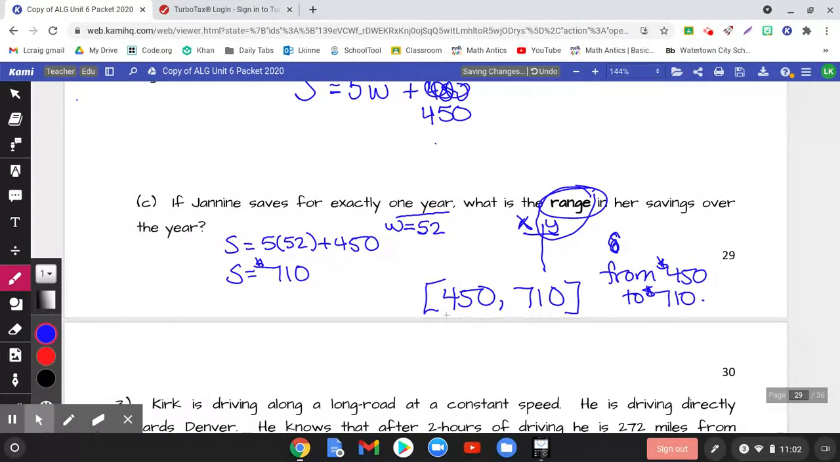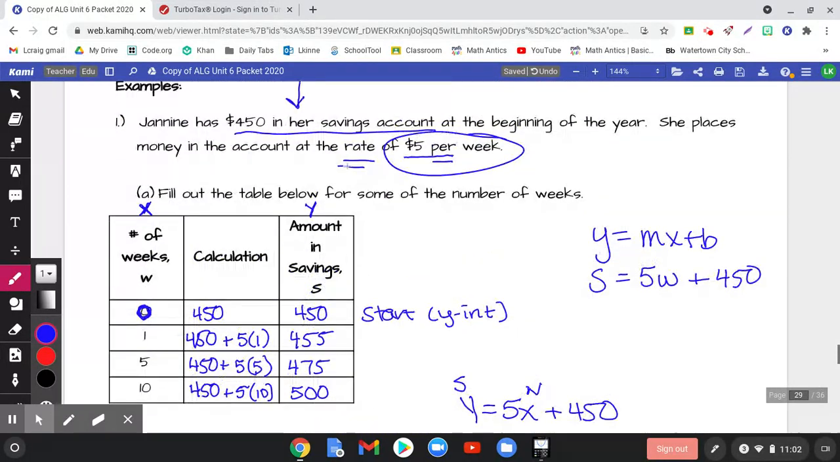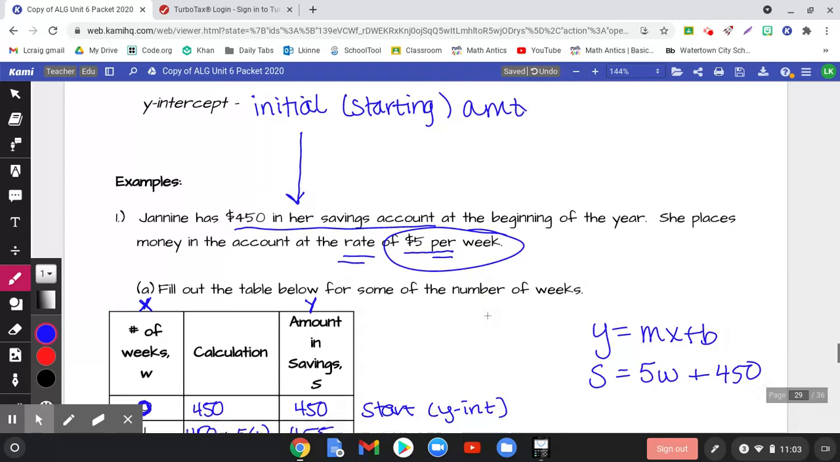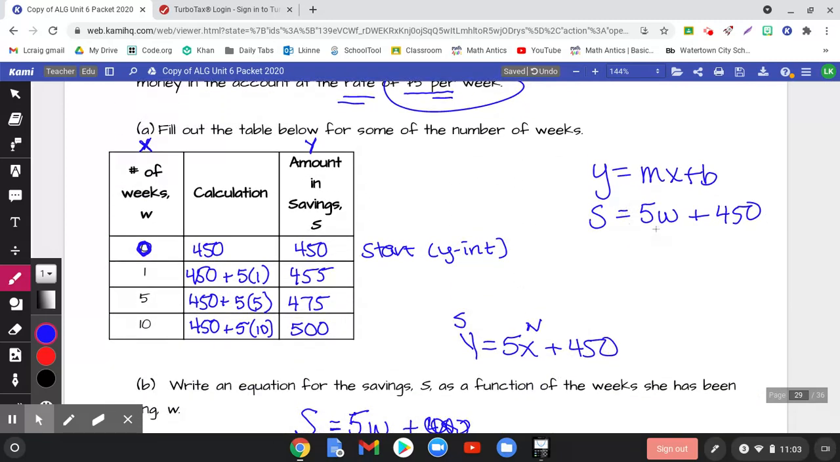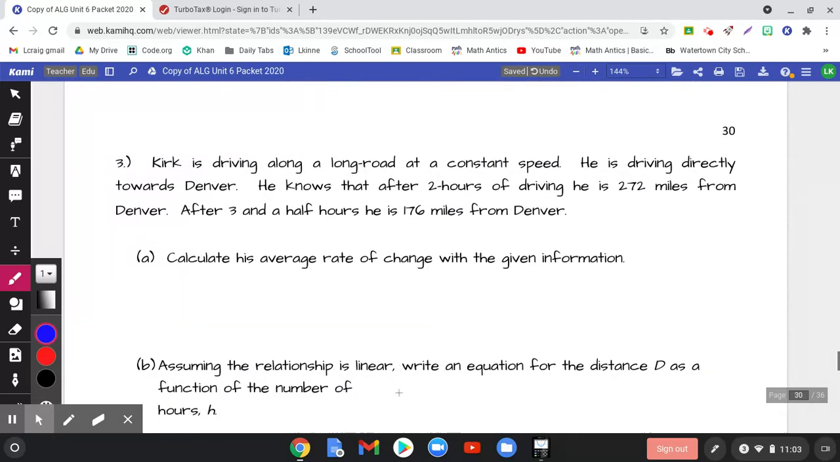Okay, so let's try a couple more of these. Just again, keep in mind your initial value is your y-intercept. How much it's changing per week or per year or per hour is your slope. You put it all together using y equals mx plus b and then substitute in whatever letters you need.